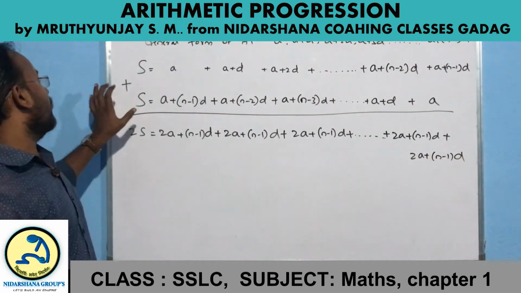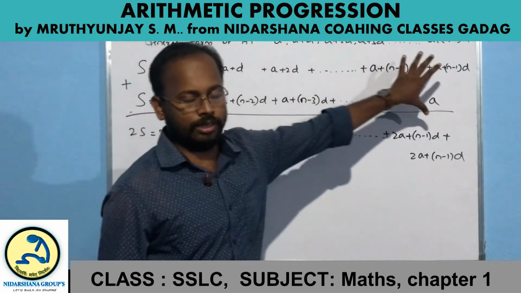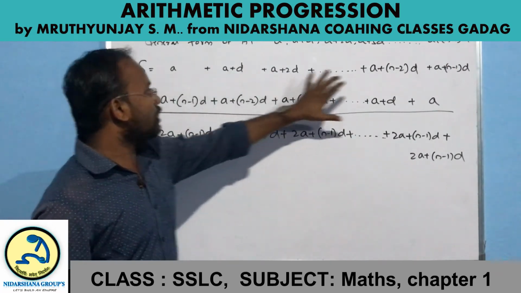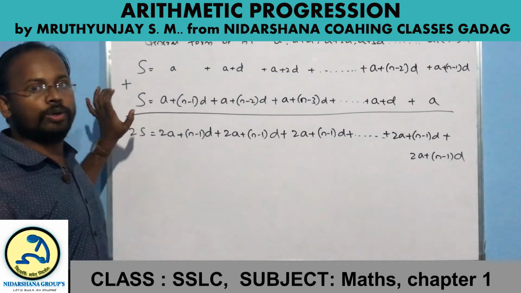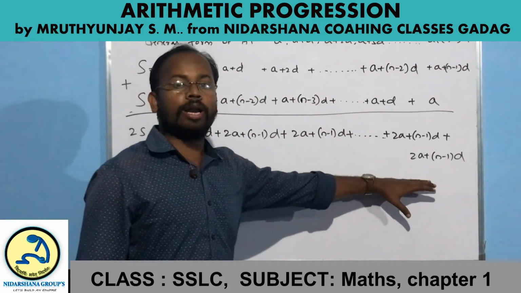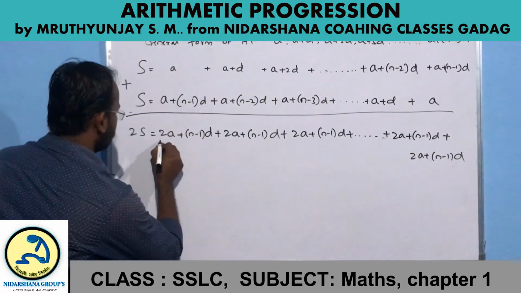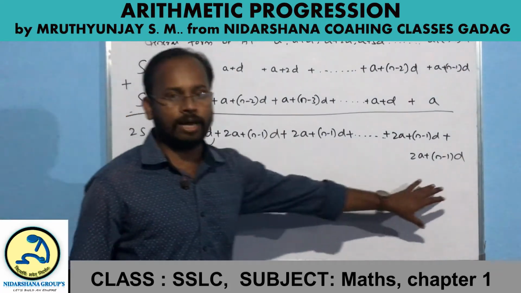Okay, so just regard this one: how many terms are there in both of these series? In this series also n terms are there. So we have written it in the reverse form. In this also we are having n terms. That means in this equation also we are having how many terms? We are having n terms. That means this term 2a plus n minus 1 into d has repeated n times.